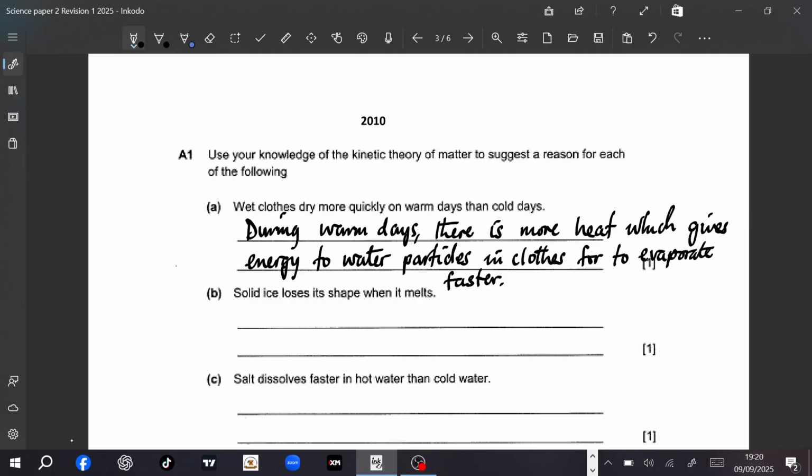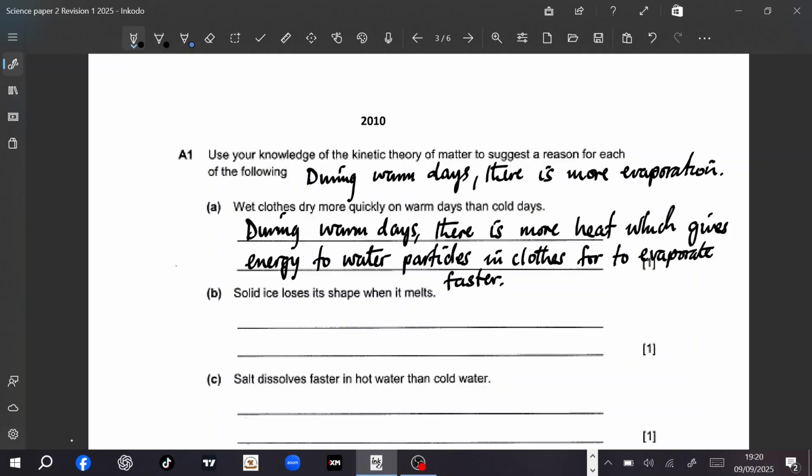Just like that. I've even done more explanation here. You can just say during warm days, there's more evaporation. So you can even say during warm days, there is more evaporation. Okay, just putting that answer here, it can be correct.